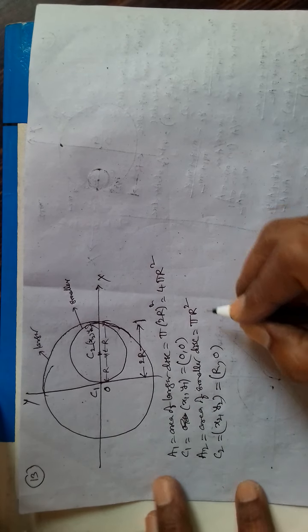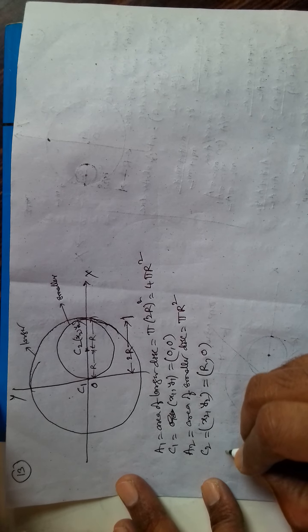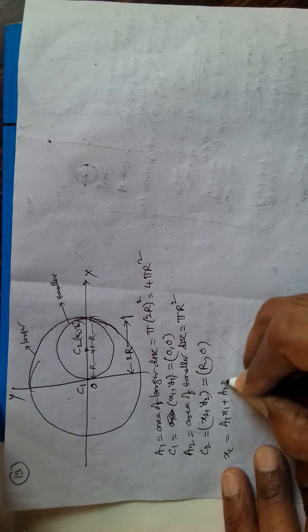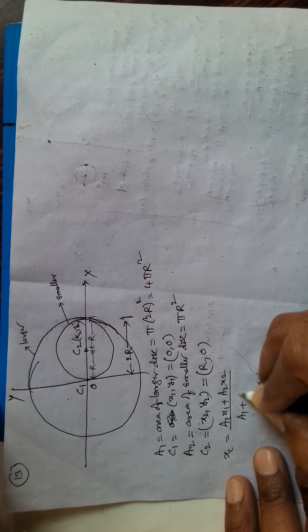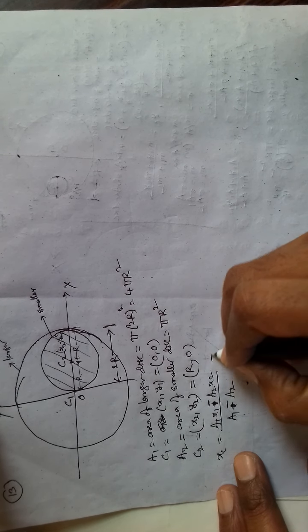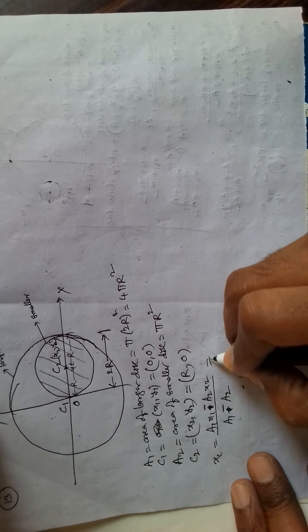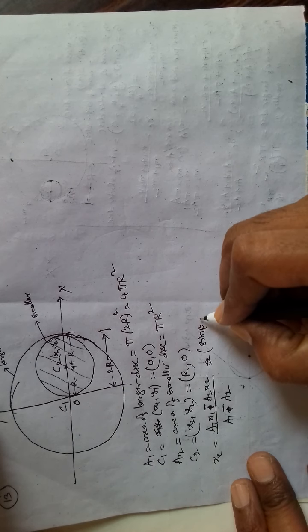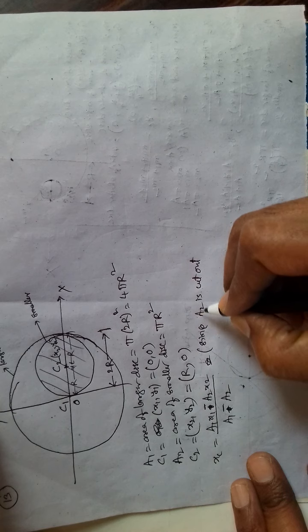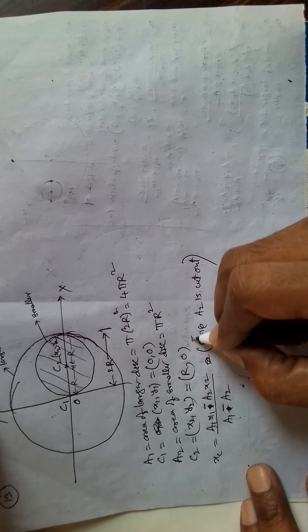Now to find center of mass, xc is equal to a1 x1 plus a2 x2 by a1 plus a2. But here this part is being removed. Here you see it is cut out. Therefore we put minus here, here also minus, since A2 is cut out, minus sign.